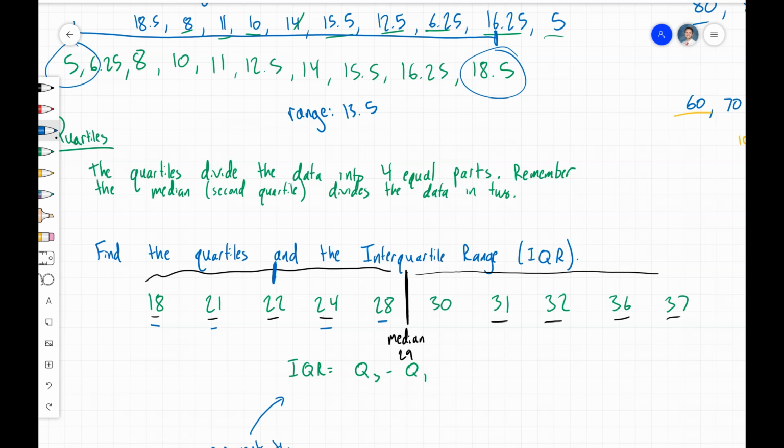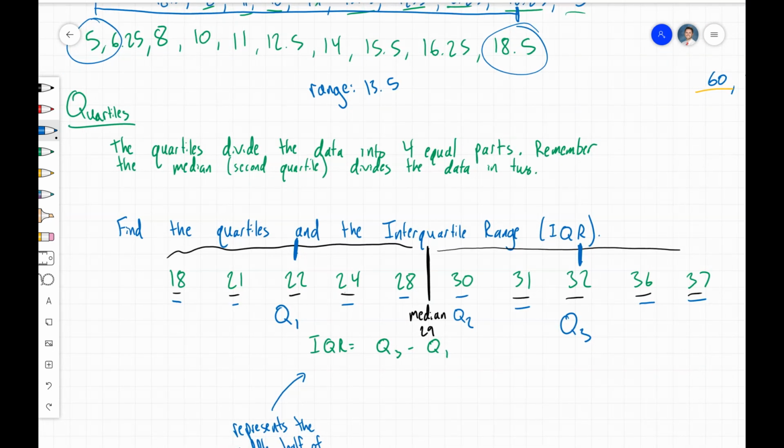So we're breaking this into 4 quarters. 22 marks Q1. That median could also be called Q2. And then if we find the middle point of our upper half, working our way to the middle, we get Q3 at 32. So we've broken our data into 4 equal parts. Q1 here is 22 and Q3 is 32. And you can see from here to here is the middle half of our data.